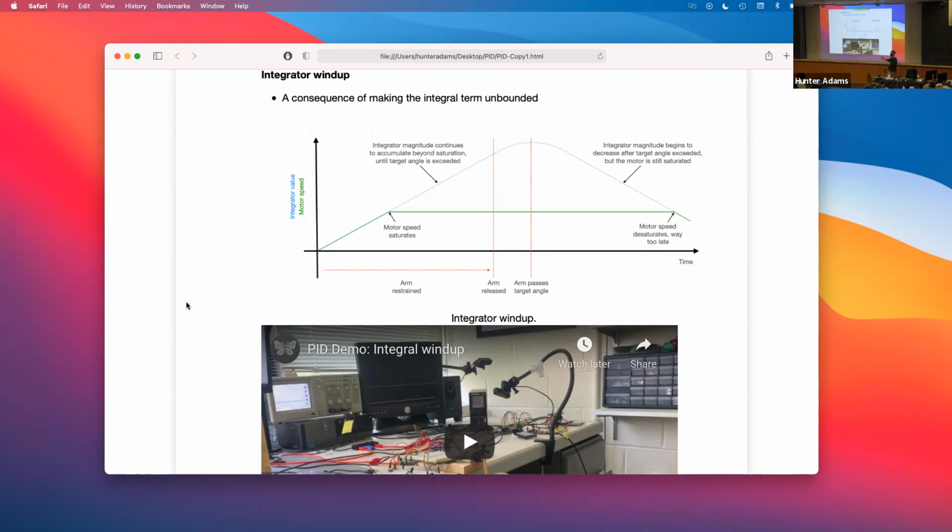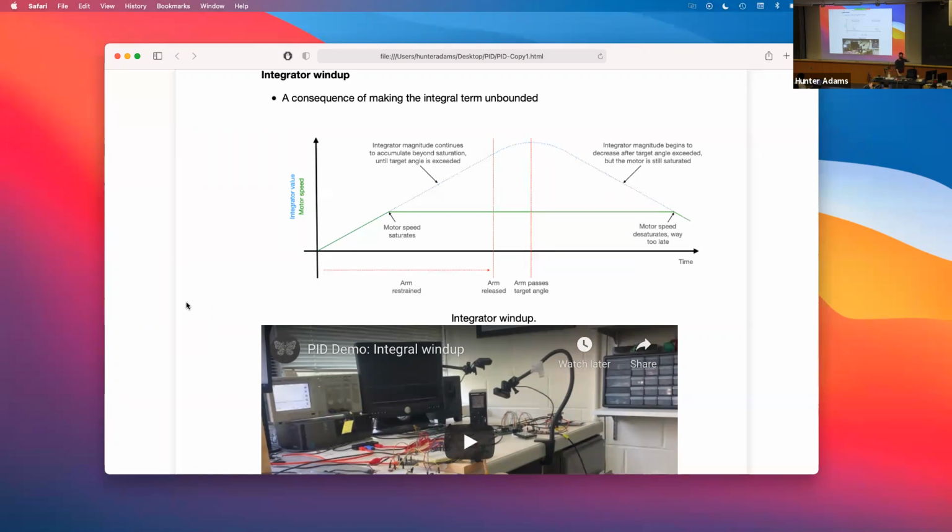And then when you finally let it go, it only starts to go down once the arm has gotten past its desired hover angle, right? And then you get negative error, which negatively contributes to your integral term, and then it'll start to decrease. But at that point, you've blown all the way by your desired angle.